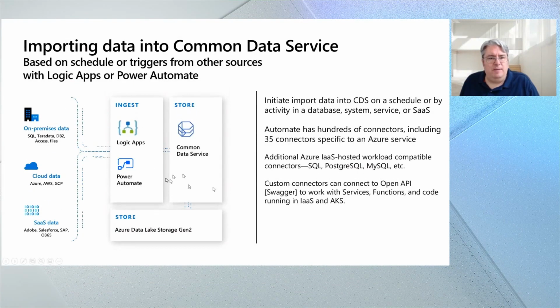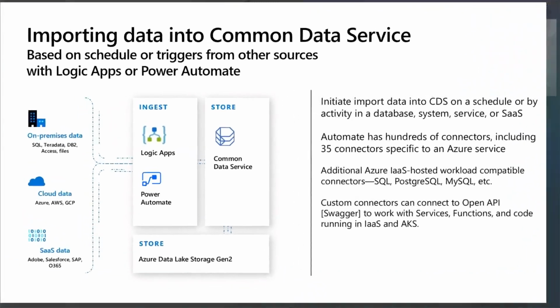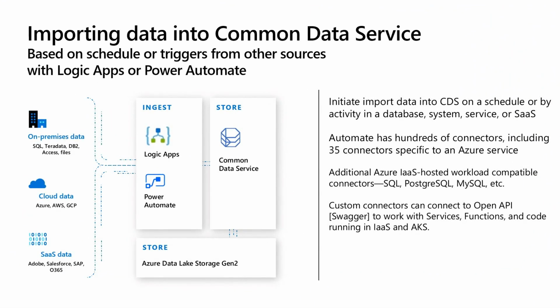Now, Logic Apps and Power Automate are a little bit different. If I think about how I typically use those technologies I just mentioned, I'm taking data in. I'm usually doing a bulk import of data. But what if I want to do something when something changes? Maybe something has happened in a SQL database, or maybe something has been updated in Salesforce or Adobe or SAP, those sorts of things. There are going to be connectors for me in Logic Apps and Power Automate.